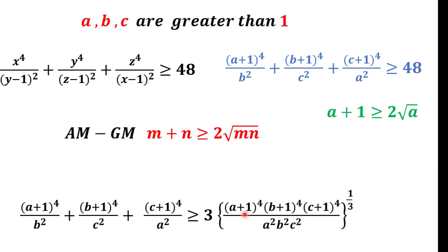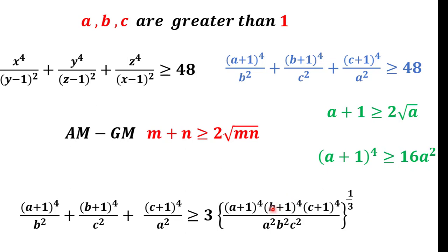In this fraction, we have (a plus 1) to the power 4. So we need to raise both sides of this inequality to the power of 4. And we're going to get (a plus 1) to the power of 4 is greater than or equal to 16 times a squared. As you know, a to the power 4 to the power 1 half becomes a to the power 2.